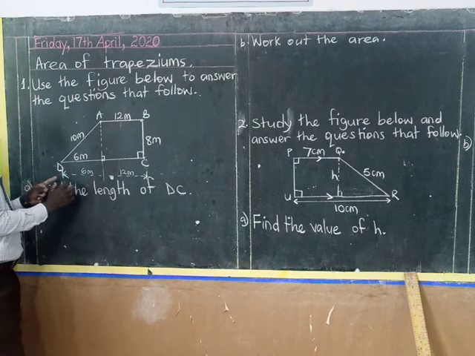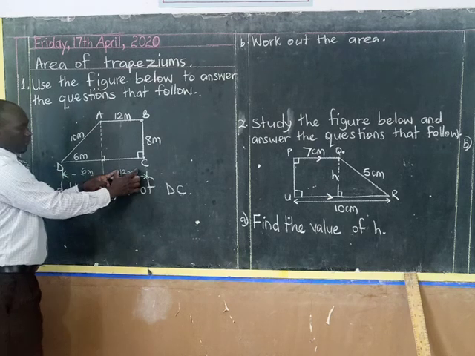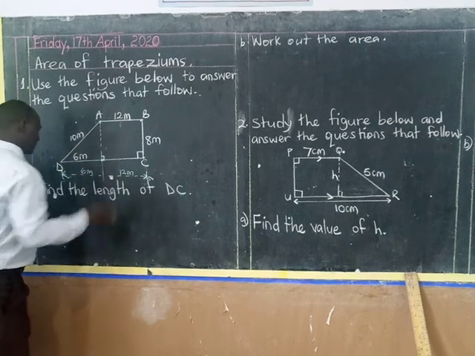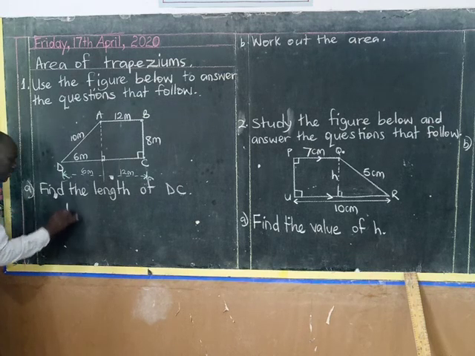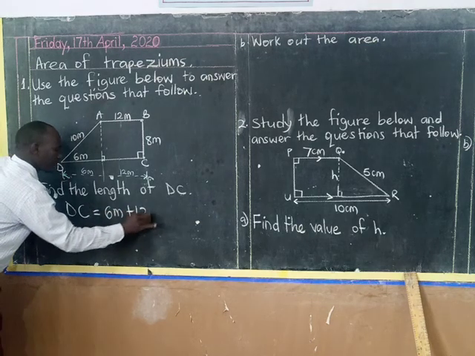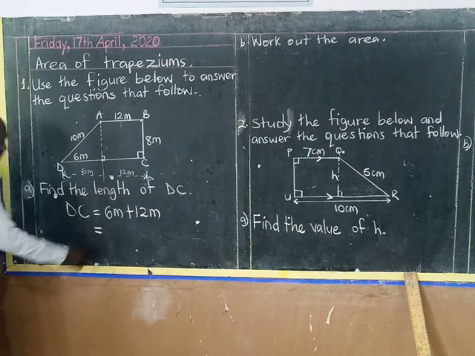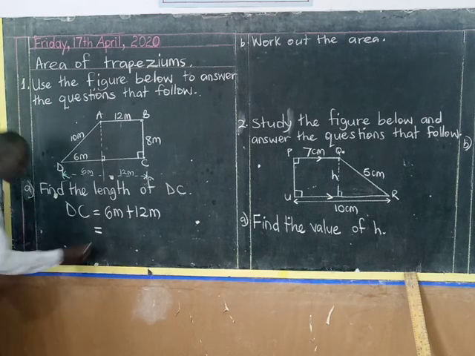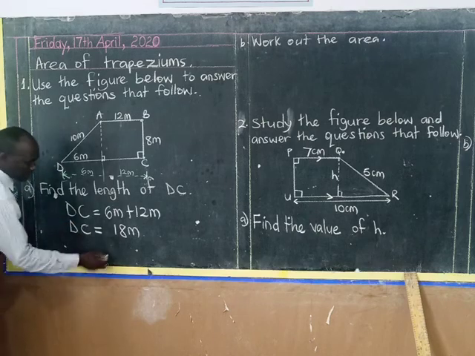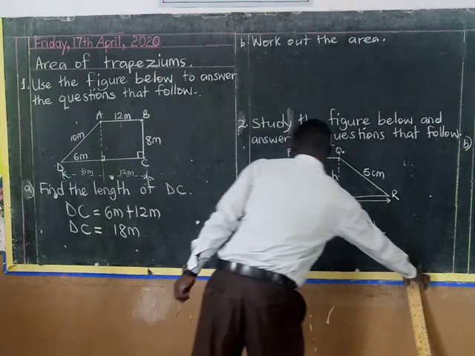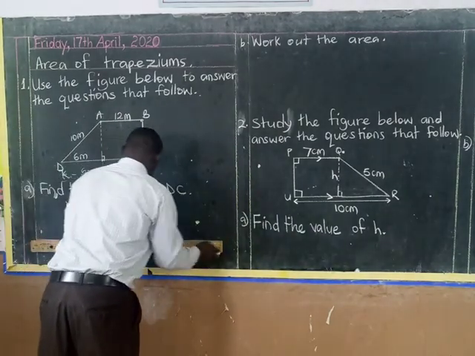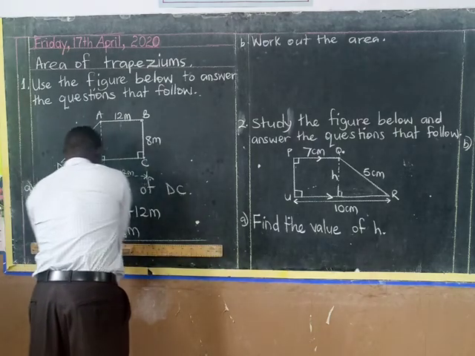So when I add this 6 to 12, I'll be able to get the length of DC. So DC is just going to be 6 meters plus 12 meters. I should count, that's 18. 18 meters, and that will be the length of DC. Our length of DC is 18 meters.